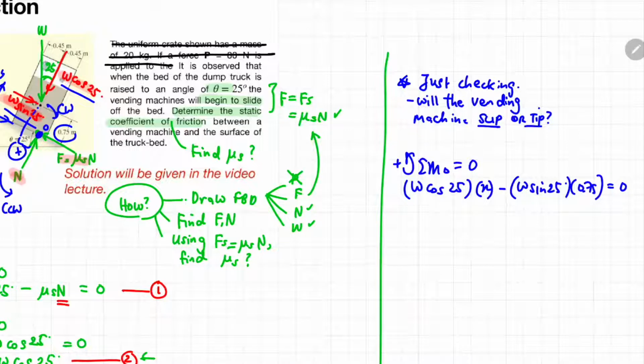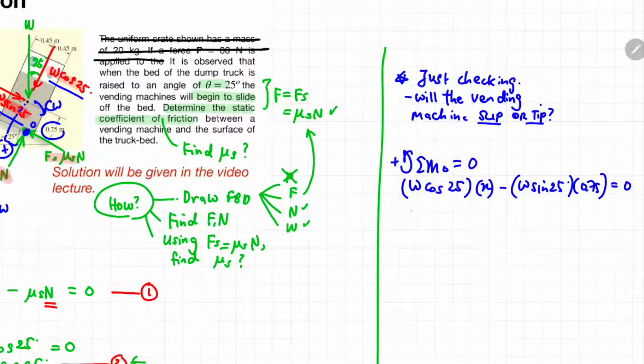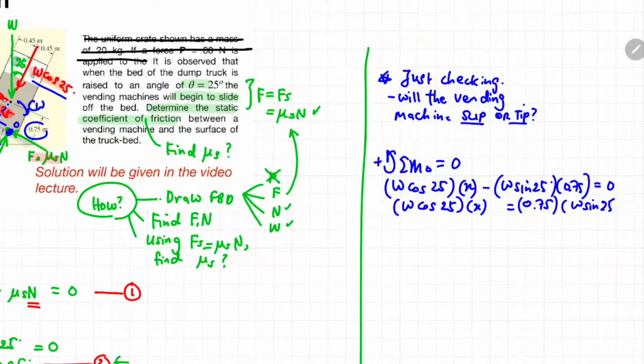So as you can see in this particular equation, again, there is an interesting combination of sine and cos 25 degree. You can actually simplify this particular equation by forming the trigonometric function of tangent 25 degree. So let's see how we can do that. On the left side of equation, we just remain the W cos 25 multiplied with x, and then we transfer the remaining expression to the opposite side, in the opposite direction. So this will be equivalent to 0.75 multiplied with W sine 25.